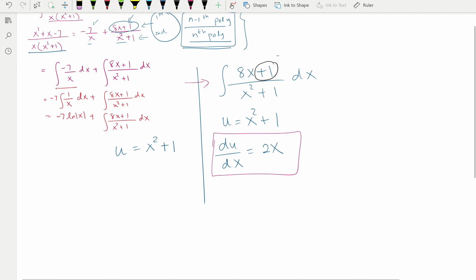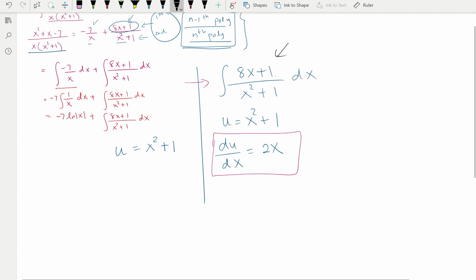If you just had 8x, you could at least cancel out x. Think about it, that's a good way to understand it. Once you replace this dx by du, you will be able to cancel out one of these x. And that's it. But can you cancel out x here when you have 8x plus 1? No, that plus 1 is an obstacle. Can you see that? Perfect. So how are you going to deal with that?